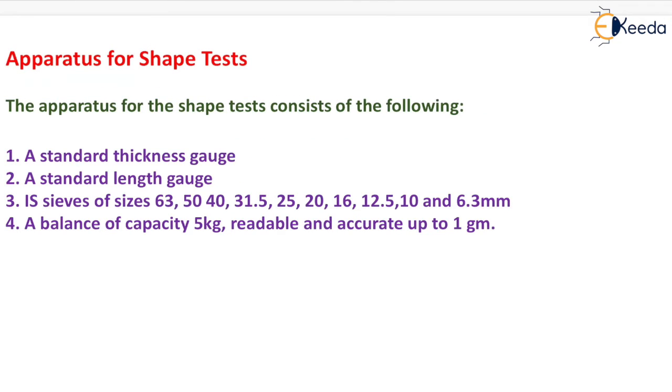Apparatus for shape test. The apparatus for the shape test consists of the following. First one is a standard thickness gauge. Next one is a standard length gauge. The next one is IS sieve of size 63, 50, 40, 31.5, 25, 20, 16, 12.5, 10 and 6.3 mm. A balance of capacity 5 kg, readable and accurate up to 1 gram.